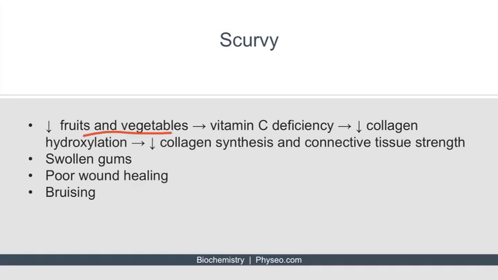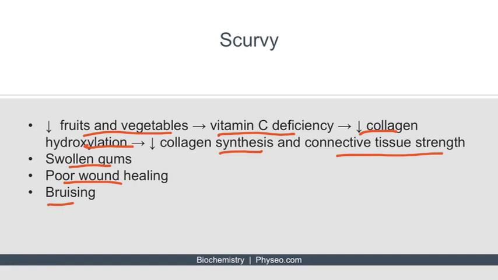Because fruits and vegetables contain vitamin C, people who are unable to consume an adequate quantity of fruits and vegetables can develop a vitamin C deficiency. As we just saw, this results in decreased hydroxylation of collagen, which ultimately means less collagen is synthesized, and also the collagen that is synthesized ends up being weaker, so these patients have decreased tensile connective tissue strength. As a result of the decreased collagen synthesis, these patients commonly present with swollen gums, poor wound healing, and bruising. These symptoms should hopefully all make sense to you intuitively based on the location and function of collagen.